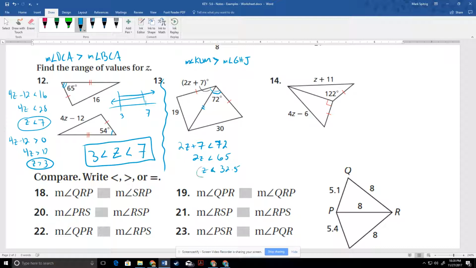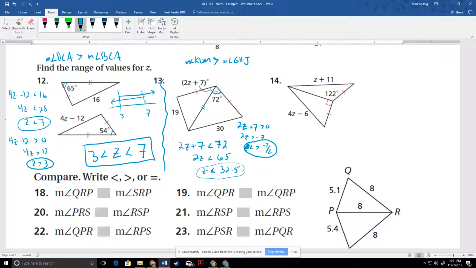Okay, but remember, also we need to know 2 other things, and that would be that we know 2z plus 7 is an angle. Right, we know 2z plus 7 is an angle, and so it has to be bigger than 0. Okay, so 2z has to be greater than -7. So z has to be greater than -7/2, which is -3.5. Okay.